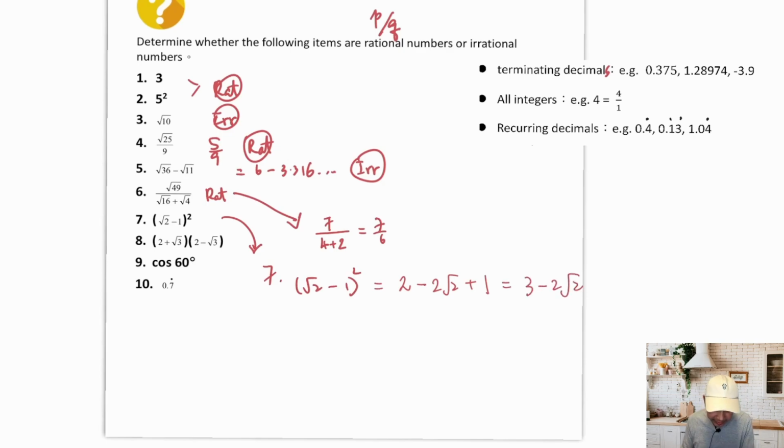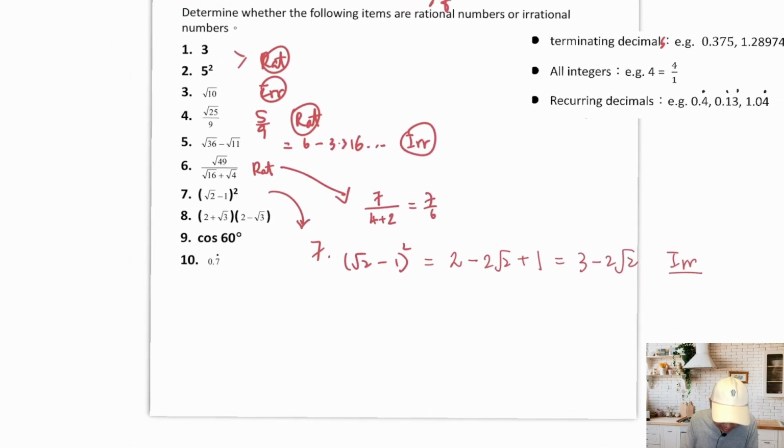So you can see that root 2 is an irrational number. So the whole thing is an irrational number. Number 8. 2 plus root 3 times 2 minus root 3 is equal to 4 minus 3. A squared minus b squared is equal to 1. So it is a rational number.